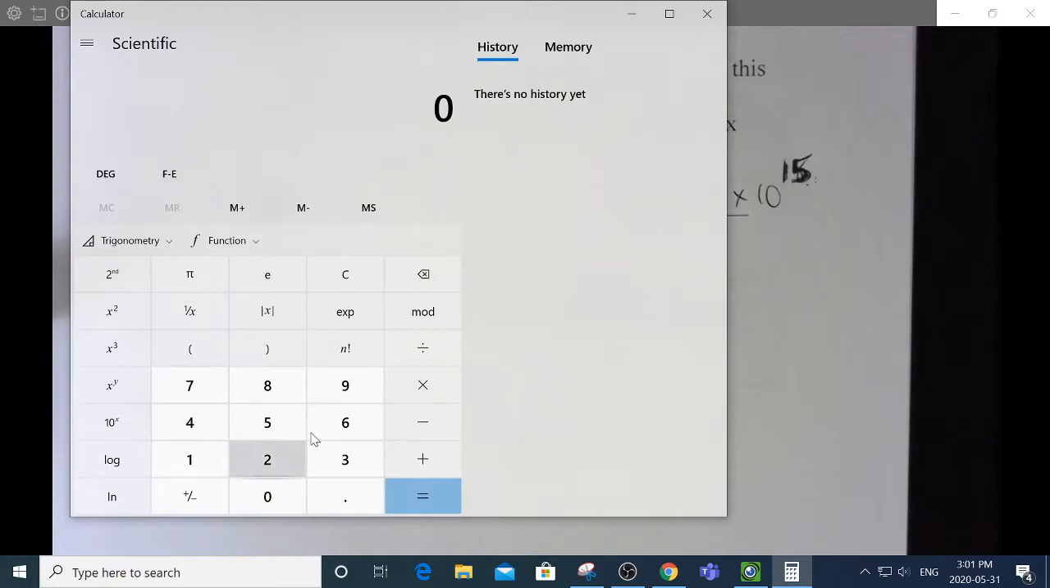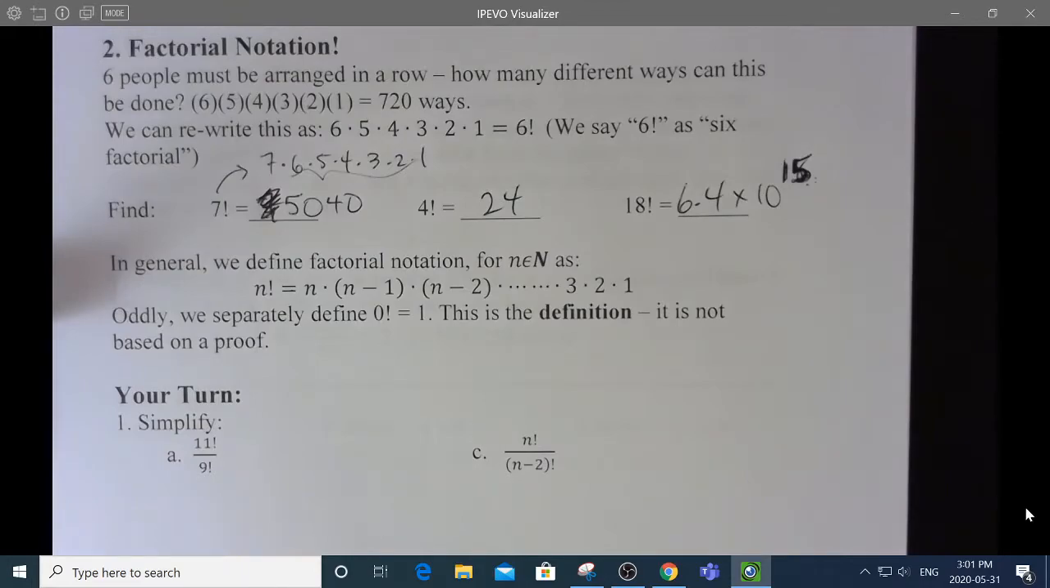So let's see. Factorial's on here too, somewhere. Where's factorial? Oh, there it is. So if you did 70 factorial, let's see. Well, there you go, 1.19. So it's a 101-digit number. Isn't that lovely? Okay, so very cool.